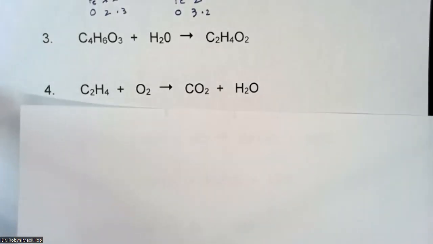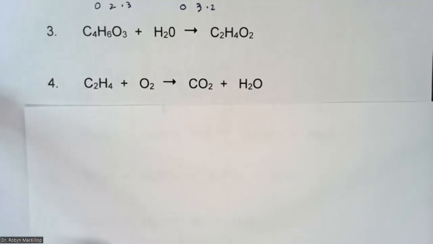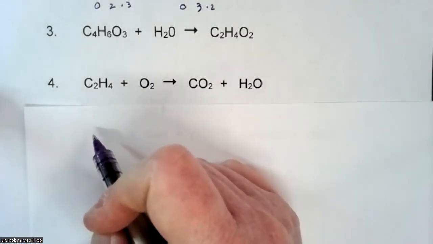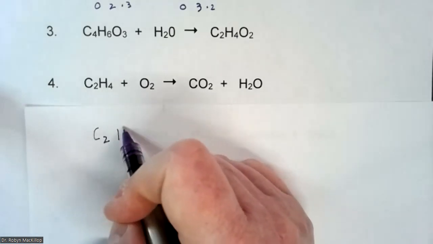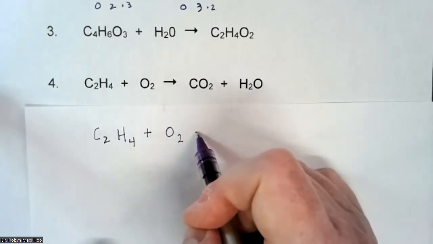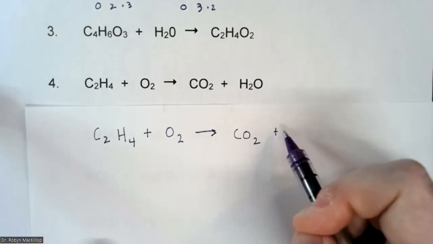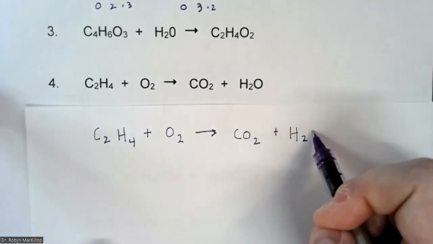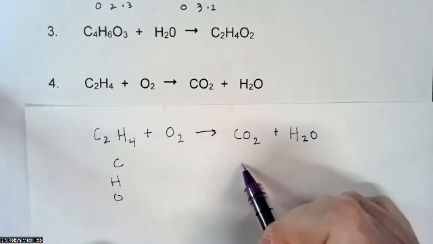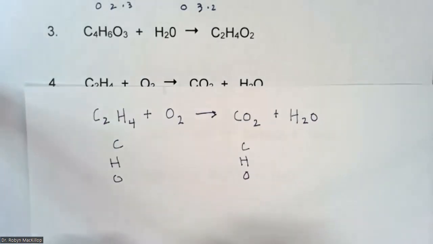Let's try number 4, and then we'll go up to number 3. It's funny, I do this and it probably turns out that 3 is easier than 4, but we'll see. So we have C2H4 plus O2. When those are combined, they turn into CO2 and H2O. That's water. So we've got C, H, O. The nice thing is the elements will always be the same. They're just different numbers.